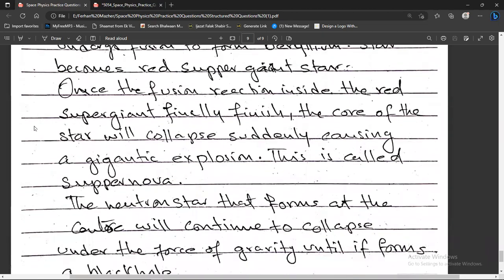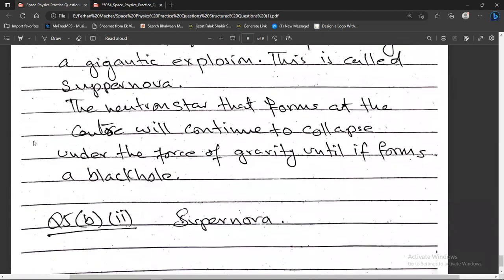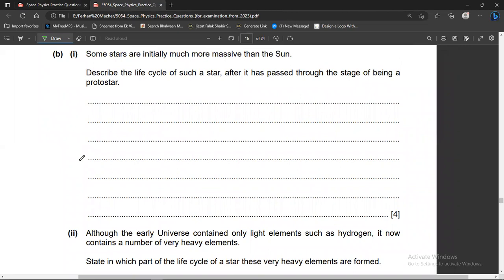Once the fusion reaction inside the red supergiant finally finishes, the core of the star will collapse suddenly, causing a gigantic explosion. This is called a supernova. The neutron star that forms at the center will continue to collapse under the force of gravity until it forms a black hole. So this is my answer.